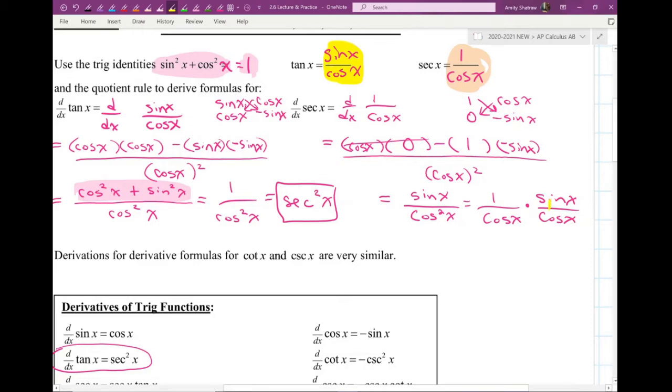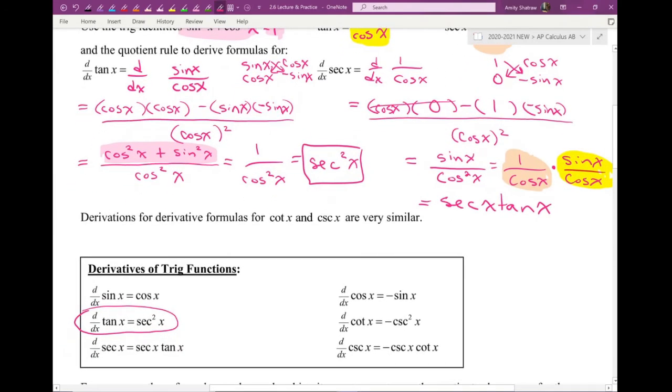I already said I was going to use this identity. There you go. Matches the yellow to the yellow. And here the orange matches to the orange. And so I now say that my derivative of secant is going to be, ready? It's going to be secant tangent. And you can see that guy right here.